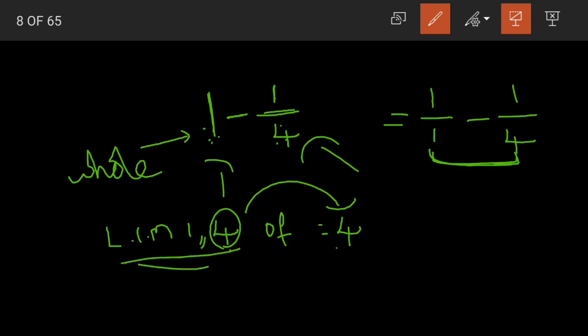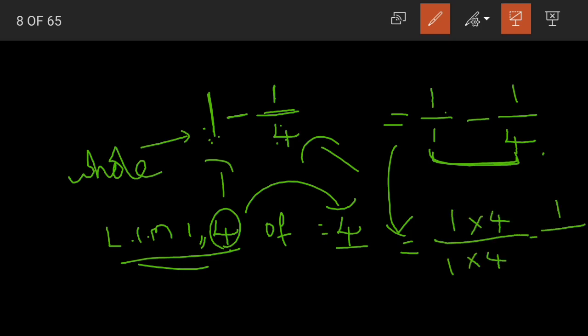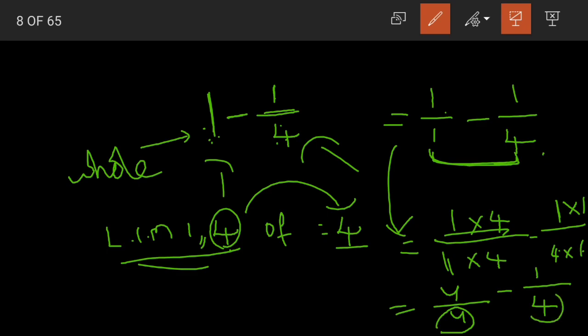So the LCM of 1 and 4 is 4. Converting these into like fractions: 1 into 4 by 1 into 4 minus 1 into 1 by 4 into 1. 1 4s are 4, divided by 1 4s are 4, minus 1 1s are 1, by 4 1s are 4. Now we are left with 2 like fractions with the same denominator 4.